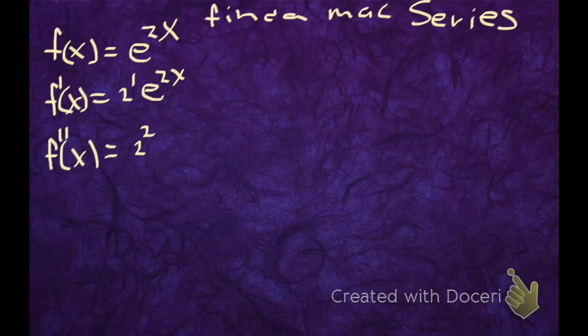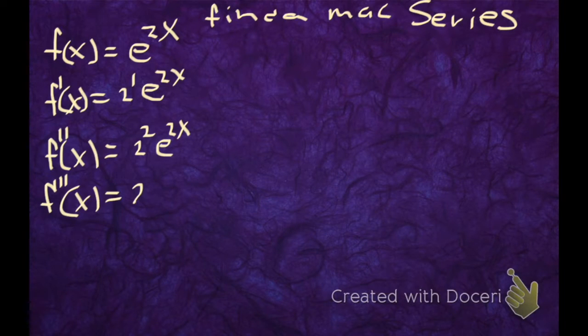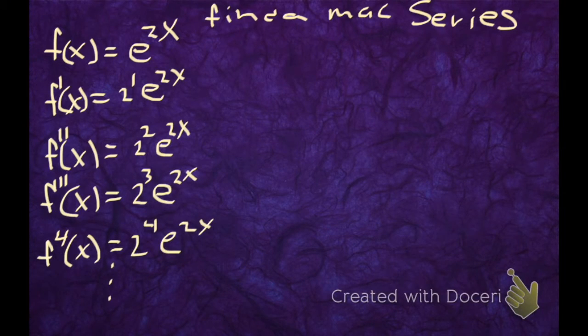That's 4e to the 2x, but I'm going to write it as 2 to the 2. That's 2 to the third because I'm using my chain rule on my e to the 2x. It's spitting out an additional 2 forever. Now, I'm going to evaluate all of those at 0 because this is a Maclaurin series. And that's what it is. It's a Taylor series evaluated at 0.